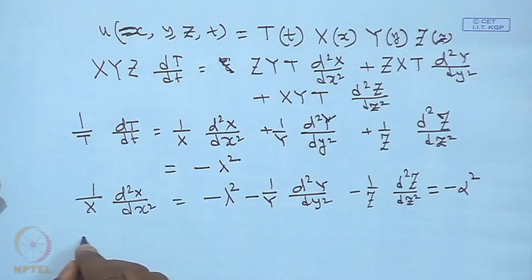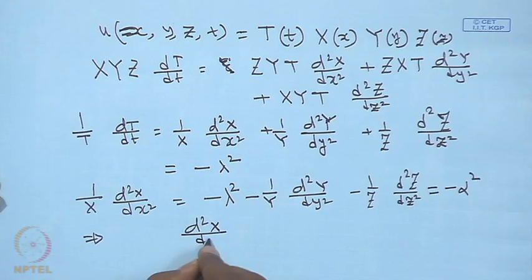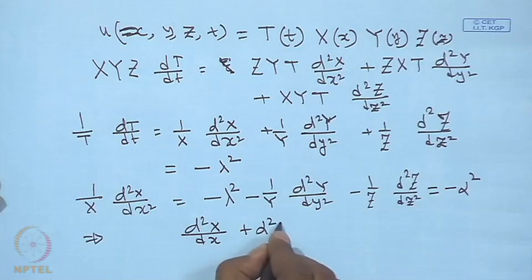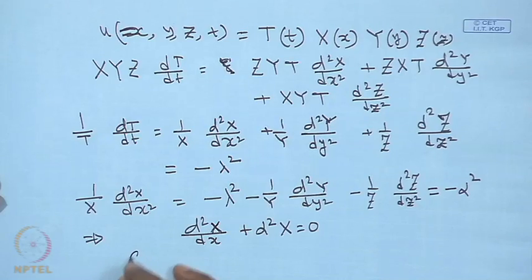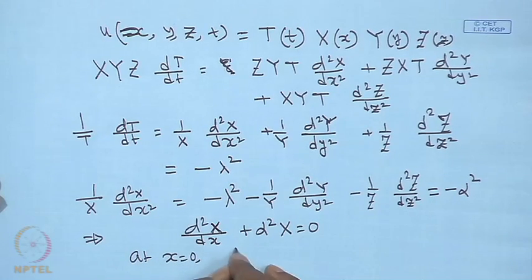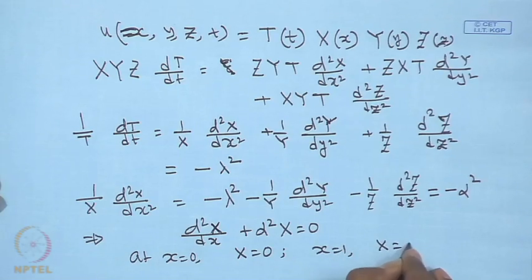So, we will be getting the governing equation of X, d square X dx square plus alpha square X is equal to 0. Now, the x containing part must satisfy the boundary condition on x boundaries of the original problem. So, therefore, at x is equal to 0, capital X is equal to 0, and at x is equal to 1, capital X is equal to 0. Those are the boundary conditions of the original problem. So, x varying part must be satisfying that.